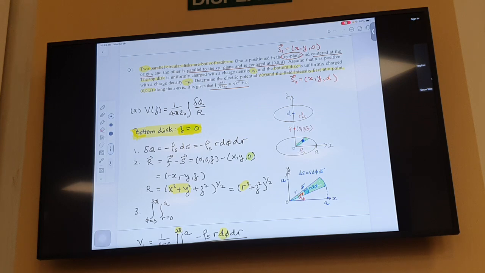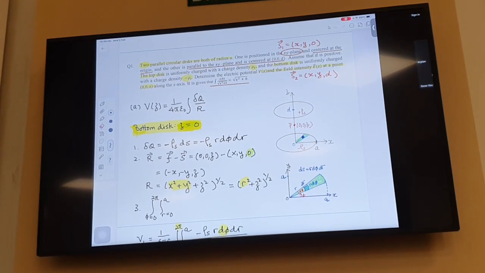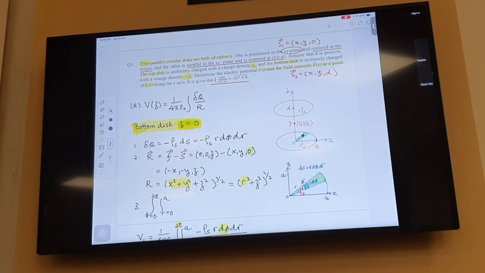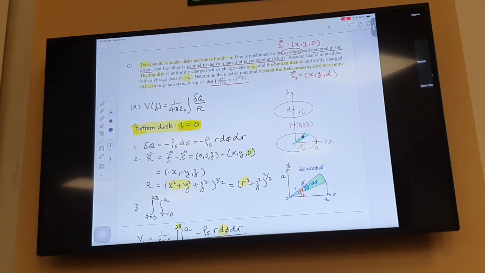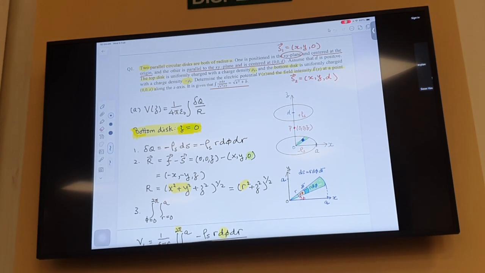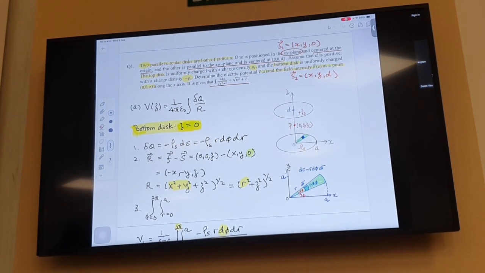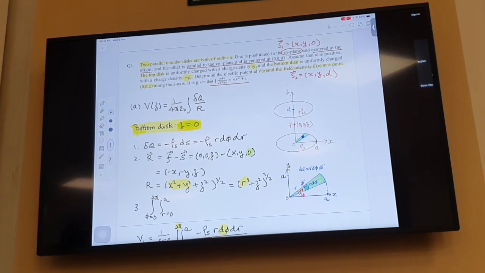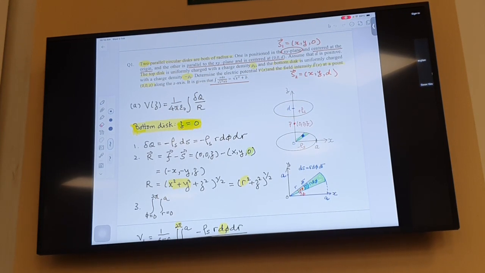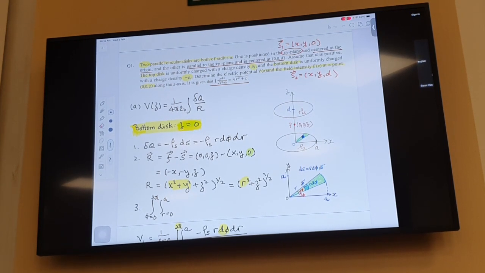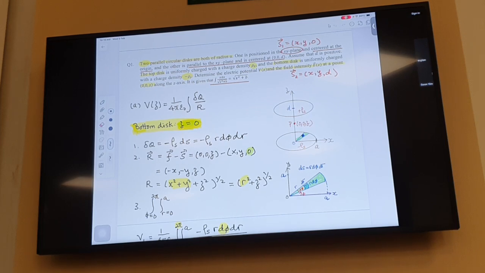So you just put it in 0, 0, z without saying whether z is positive or negative. You understand that z can be positive or negative. Minus x, y, 0, and you get the vector R. In this example, we are only interested in the absolute distance. So it will be x squared plus y squared plus z squared. It doesn't matter whether z is positive or negative at this moment.